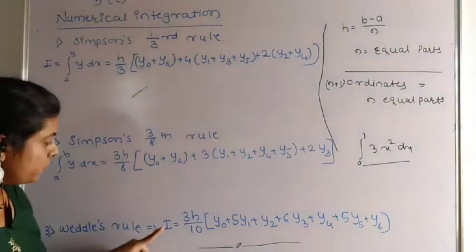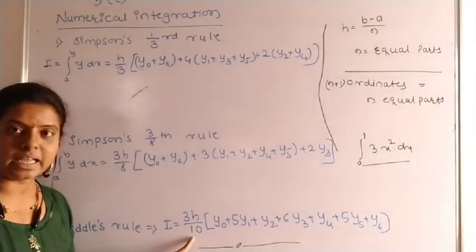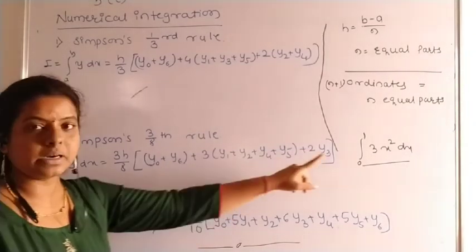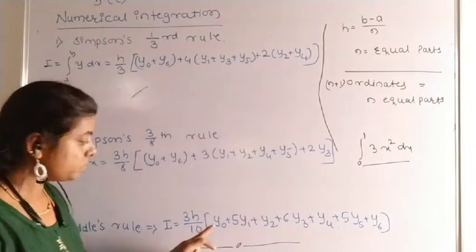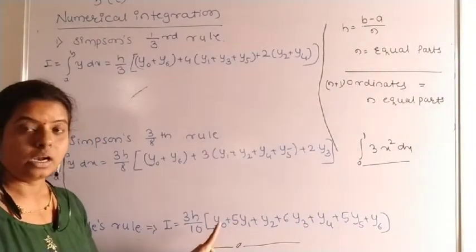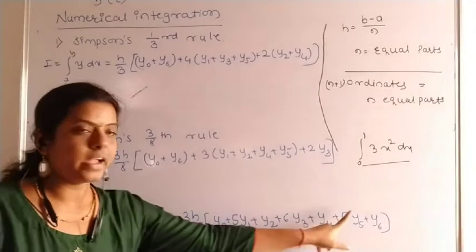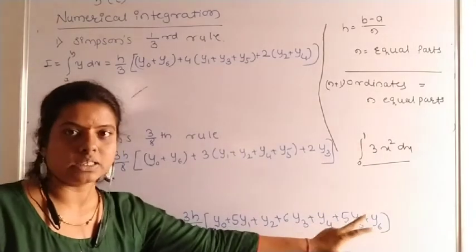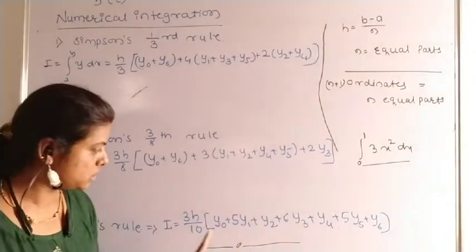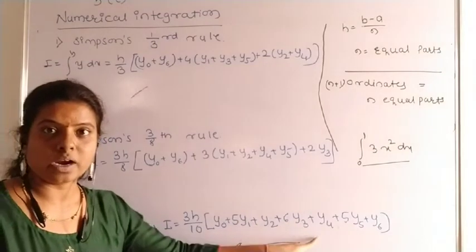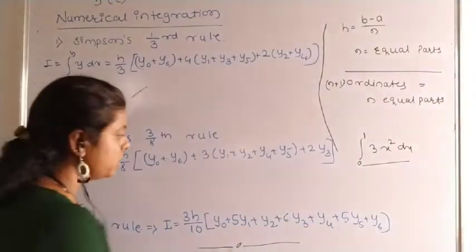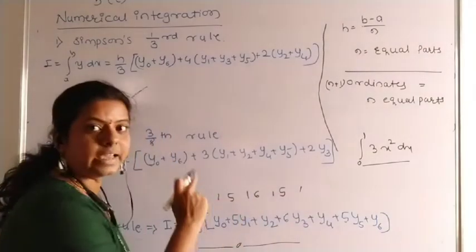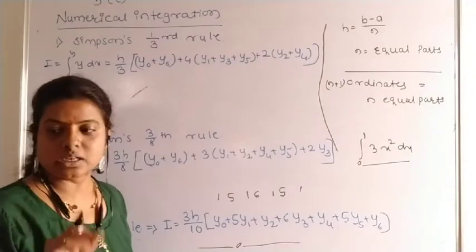Last is Weddle's rule. Weddle's rule is 3h by 10. The formula is I is equal to 3h by 10 into the equation. How to remember Weddle's rule? The coefficients are 1 5 1 6 1 5 1, for y0, y1, y2, y3, y4, y5, y6. Up to y6 is for your syllabus. Like this, 1 5 1 6 1 5 1, you have to remember Weddle's formula.